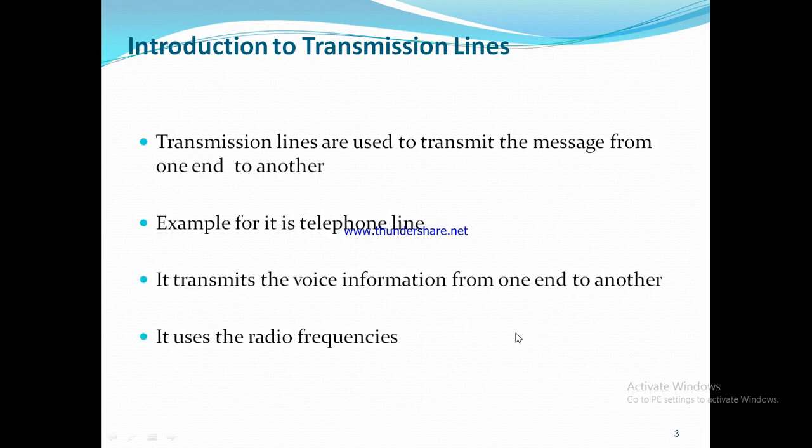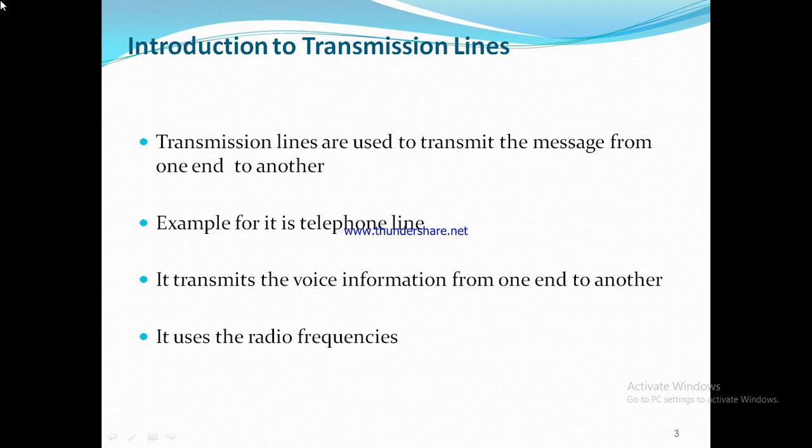Coming to the transmission lines. First of all, what is a transmission line? A transmission line is nothing but something used to transmit a message from one end to another end. An example for this is a telephone line, and it transmits voice information from one end to another end. It uses radio frequencies.